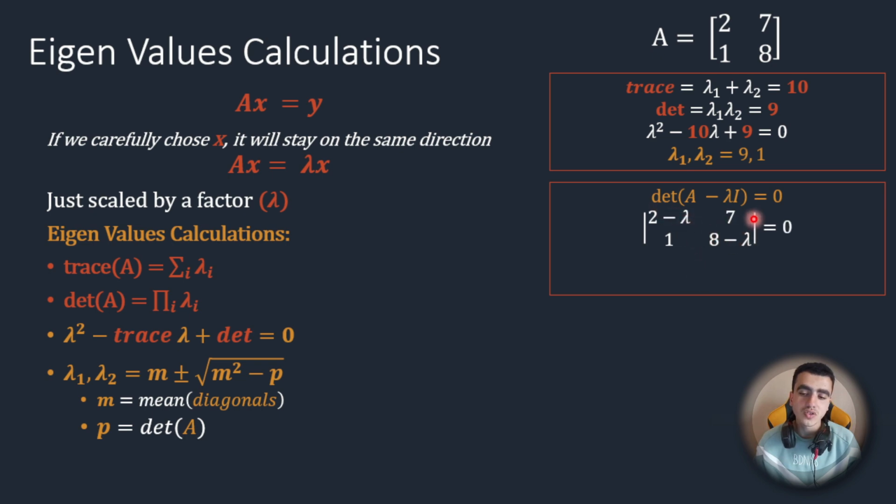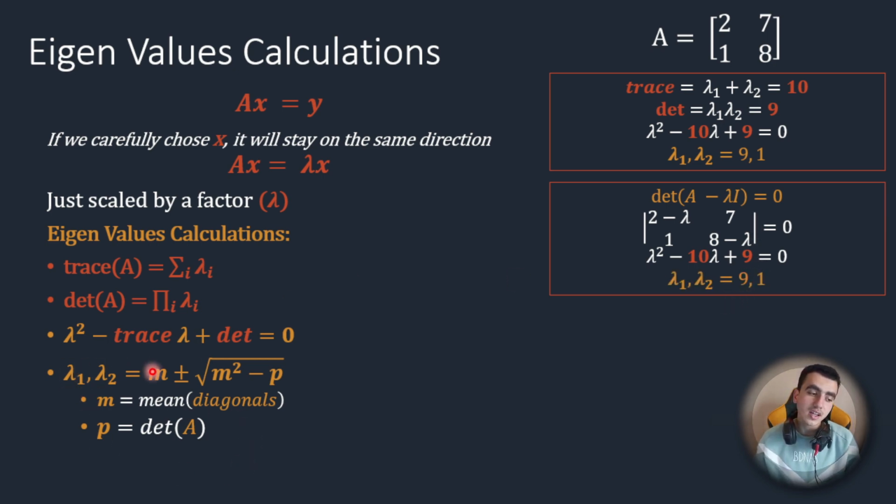So the determinant will be multiplying this diagonal and subtracting this diagonal. After applying the mathematical formula, it will give the same output here, and the eigenvalues will be 9 and 1.